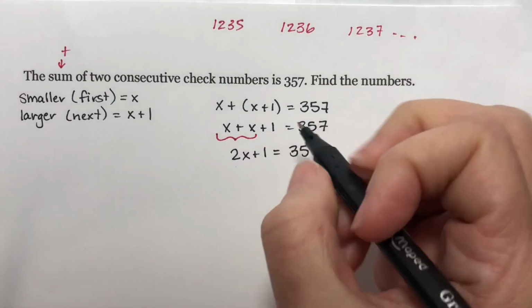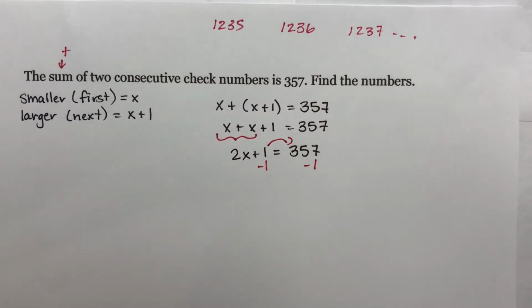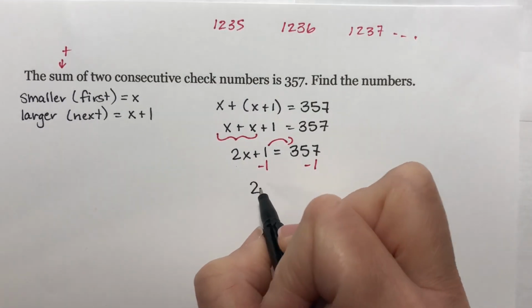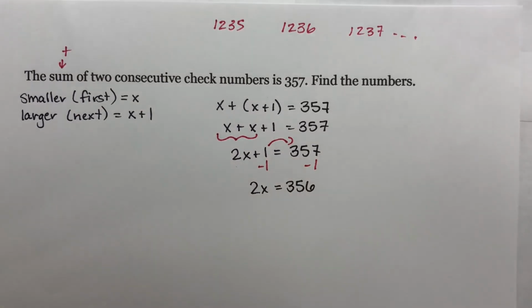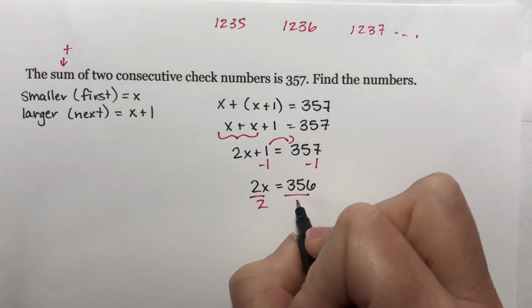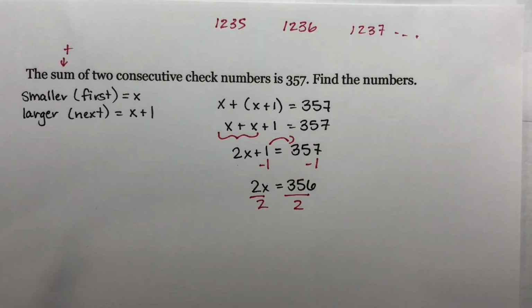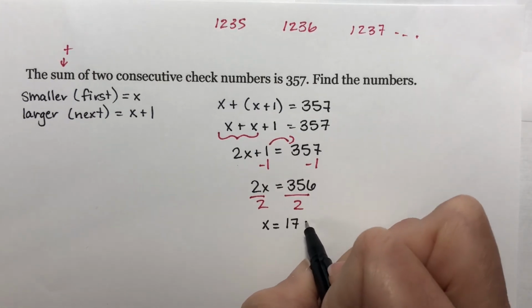To solve for x, I need to move the 1 over to the right, so subtract 1 from each side. I get 2x equals 356. Now divide both sides by 2. And I get that x must equal 178.